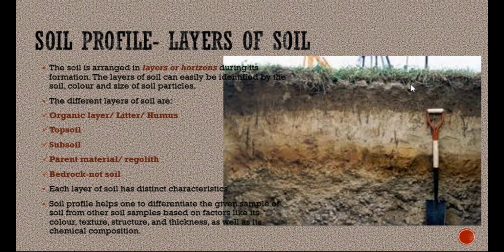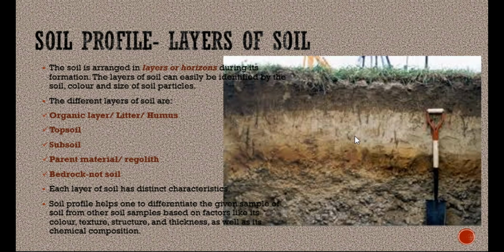If you have ever tried digging deep into the soil, you would see that it gets difficult after a certain period of time. This is because soil is not made of the same kind of material throughout. Soil has different layers, and these layers are also called horizons. The layers can be identified by the color, size, and the properties of the particles which make them up.